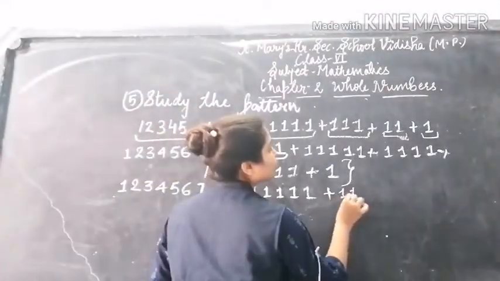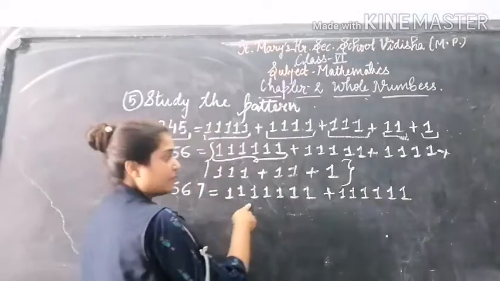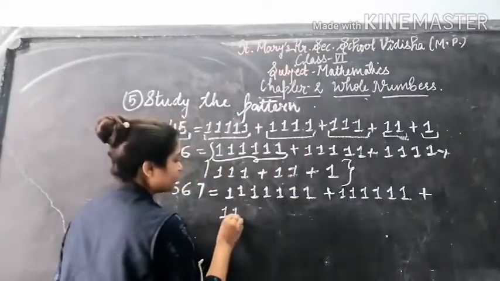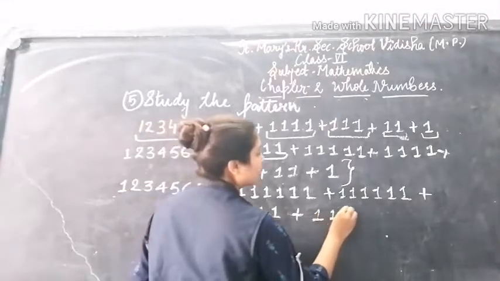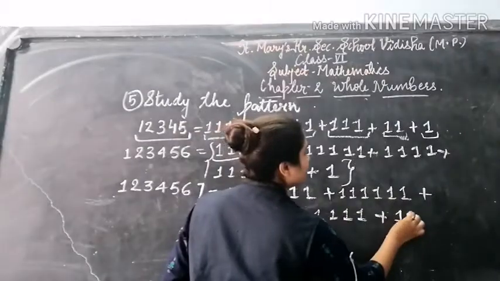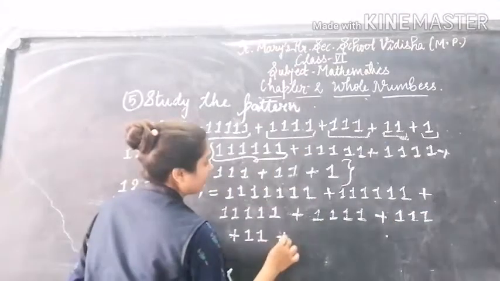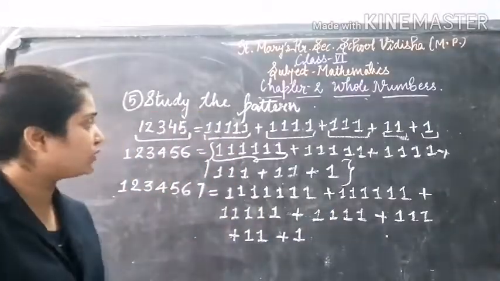So first we have written 7 times, then we have written 6 times. Then 5 times. Then 4 times. 3 times. 2 times and then 1 time. Now it is clear how we have to solve these steps.